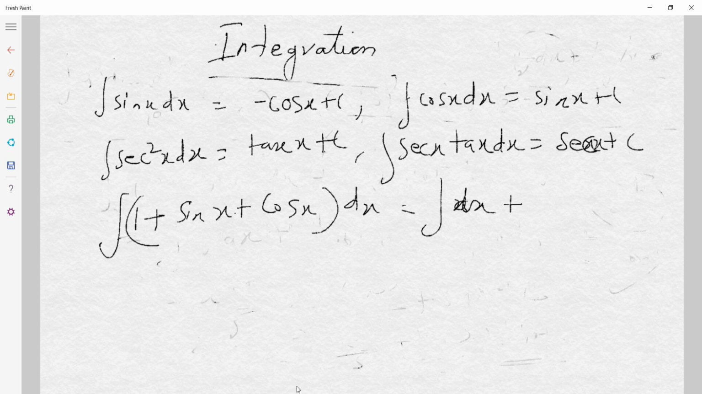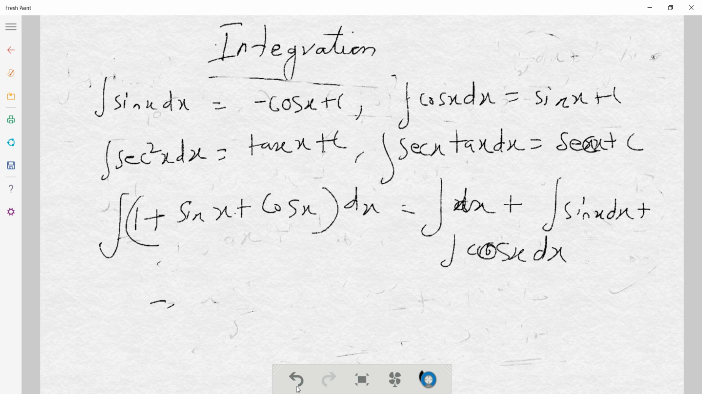dx plus sine of x dx plus cos of x dx, okay? Now, what is the integral of dx? If you remember from a previous exercise, it's 1 times dx. Replace the 1 with x to the power 0, so it will become x. Now, integration of sine x dx, as you know from here, forget about the c for now, is minus cos of x.